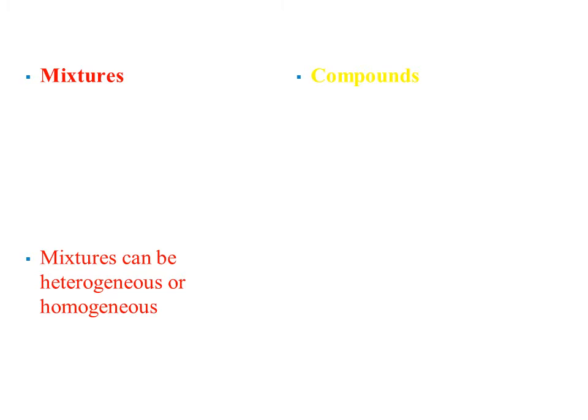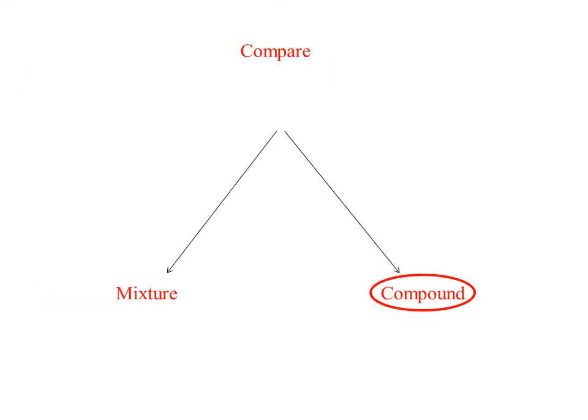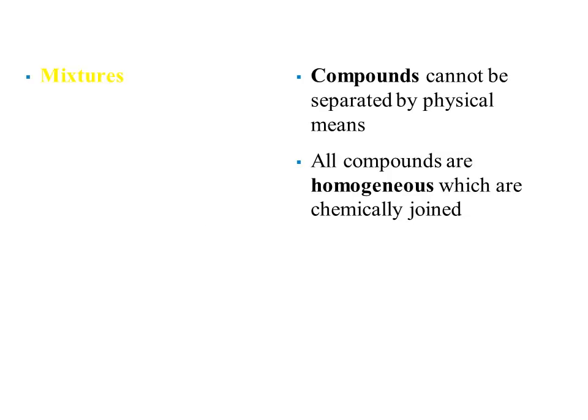So to conclude, mixtures can be heterogeneous or homogeneous. We will now talk about compounds. Compounds cannot be separated by physical means. All compounds are homogeneous mixtures, and they are chemically linked. This means the electrons in the outer shell of these elements are being shared or being stripped away.